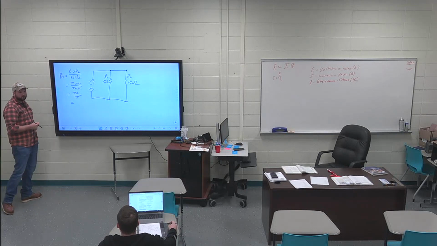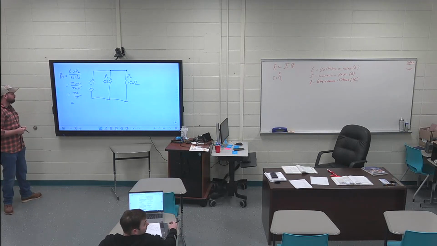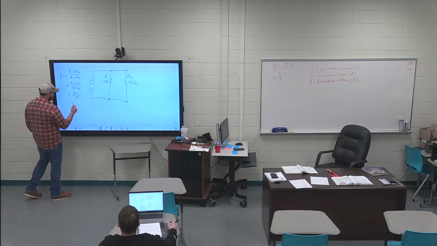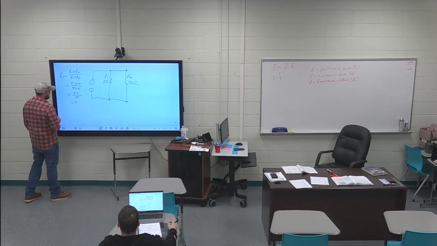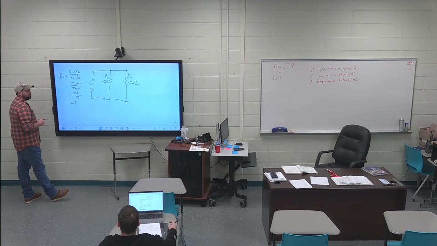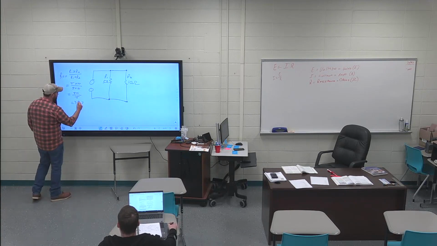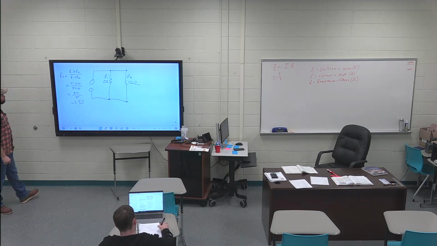3 point something. 3.5? Can't be 3.5. It's like 3.25 or something like that. 3.33 maybe. What is it? 3.33, 3.33 repeating. So that's one way of doing it.